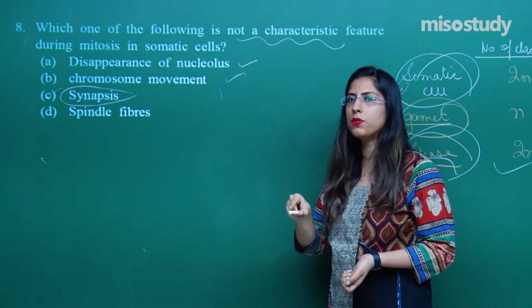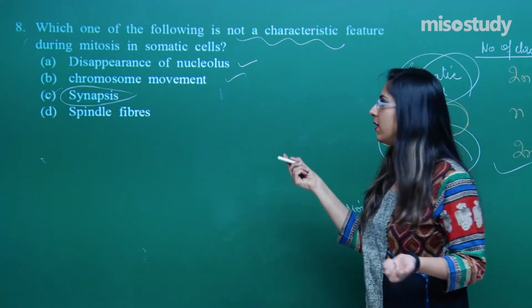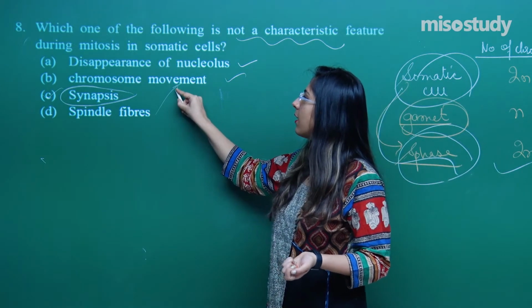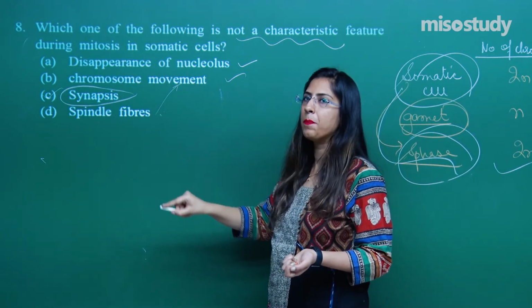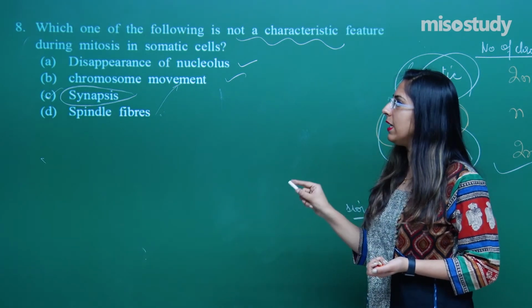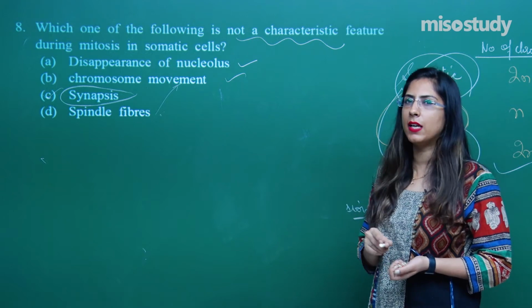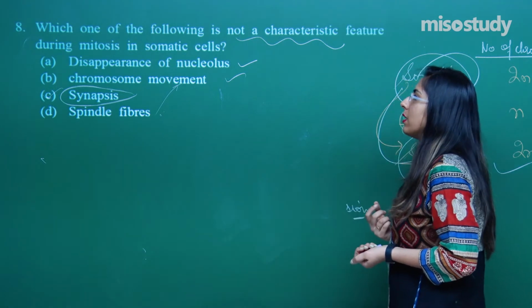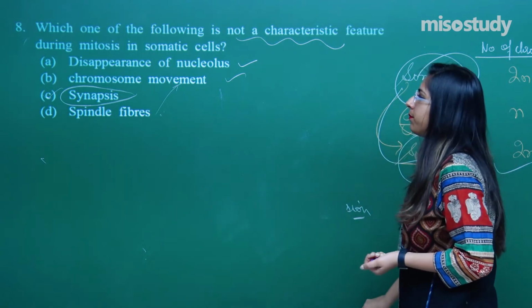Let's look at the D option, spindle fibers. Obviously, when chromosome movement is occurring, that means spindle fibers are there. Spindle fibers arise from the centriole. So D is correct, A is correct and B is correct. The non-correct option is C, synapsis.